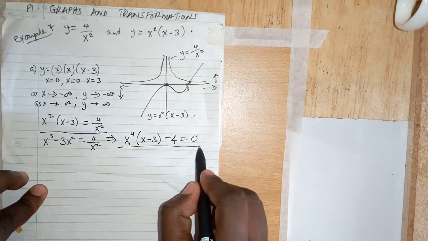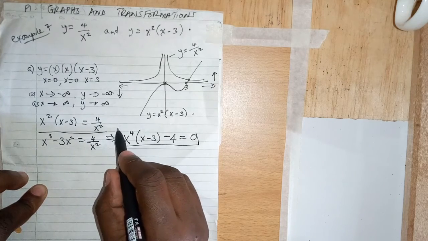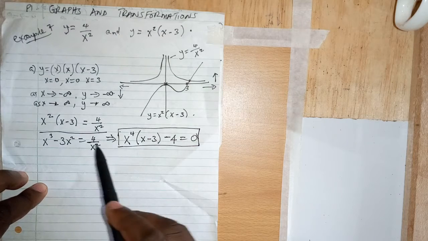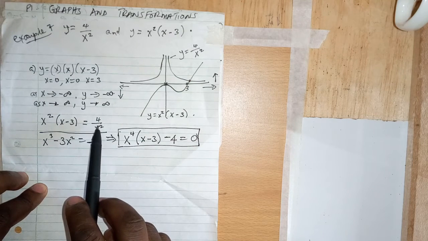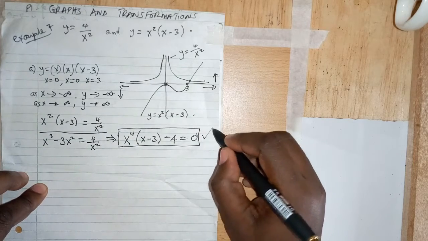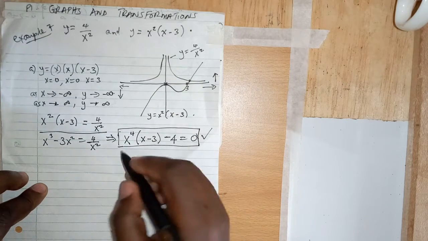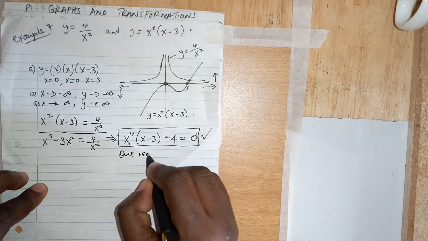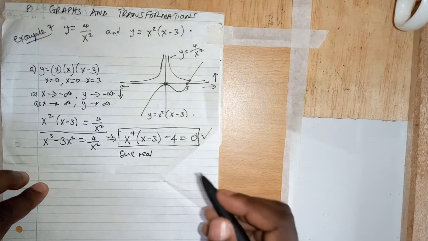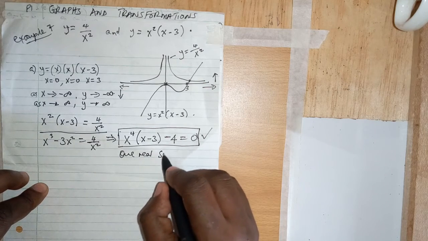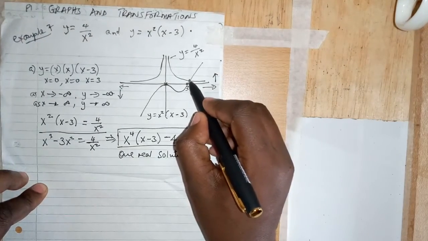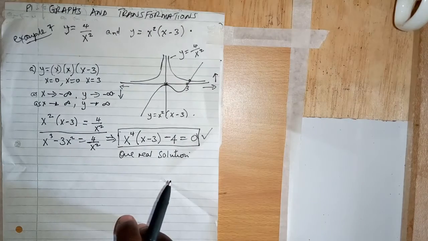So this particular equation, because it is realized after remembering that the two equations are equal at the point of intersection, coming up with this equation, then this equation has one real solution. It has only one real solution. And the reason is because the two equations intersect at only one point.